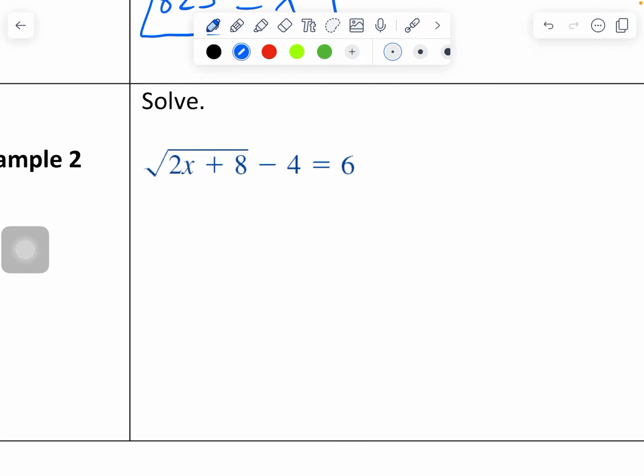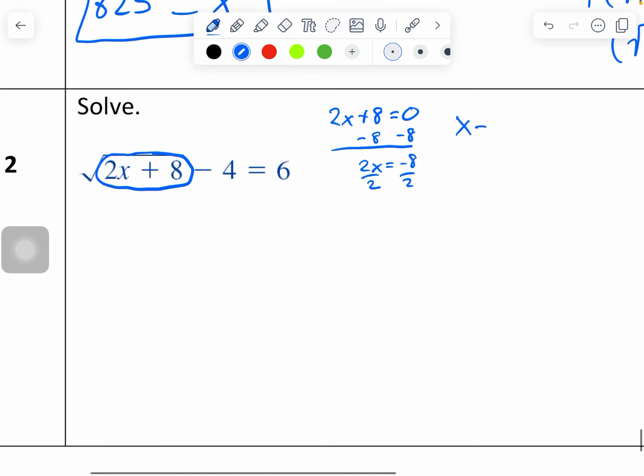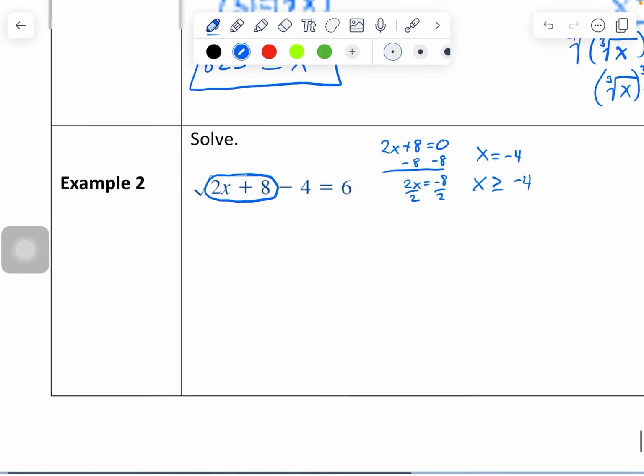Here we do have a limited domain. Because of this 2x plus 8, if we set that equal to 0 and solve, I'm going to subtract 8, I would get 2x equal to negative 8, divide by 2, I would get x equal to negative 4. So that means that if we get anything smaller than negative 4, that's not going to work for our answer here. So we want to make sure that whatever solution we get, it's greater than or equal to negative 4.